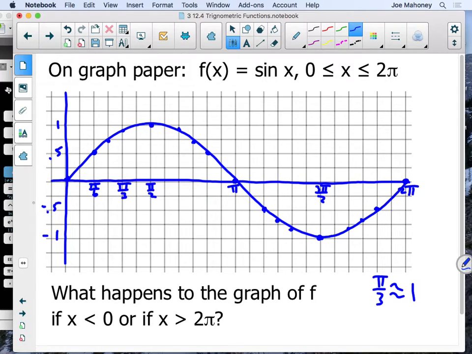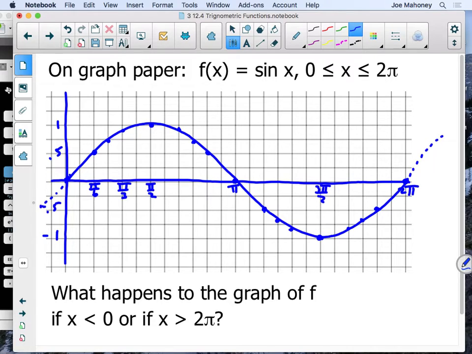Now, what's going to happen to this graph if we go less than 0 for x, if we go off to the left? Well, we would just continue going down that way. Or if more than 2 pi, we would keep going up that way. This graph is what's called a periodic graph. It just keeps repeating itself every 2 pi, and we're going to address that a little bit more.